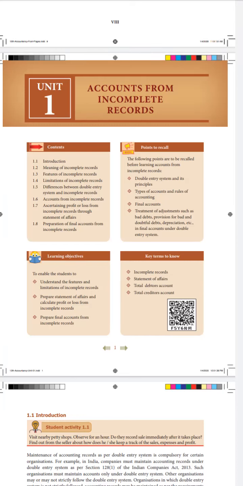Chapter 1, Accounts from Incomplete Records. So, here in this chapter, we have contents like the introduction part of incomplete records, meaning, features, limitations, differences between the double entry system and the incomplete records, and accounts from the incomplete records, and how to ascertain profit or loss, and also the final accounts. Okay, so this is what we are going to learn in this chapter.